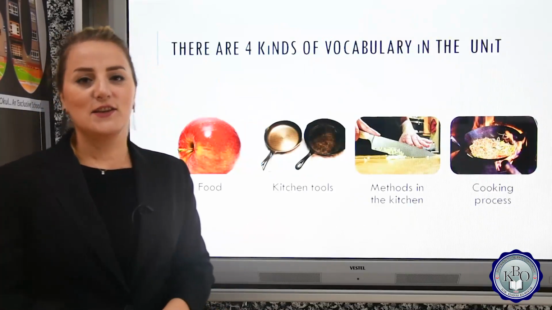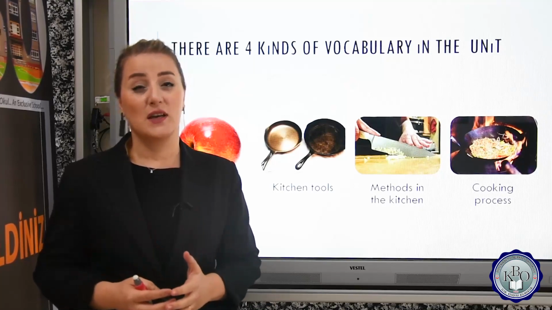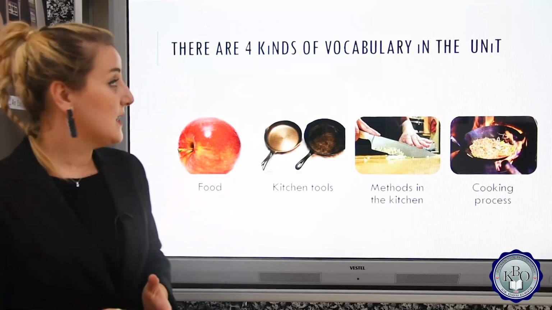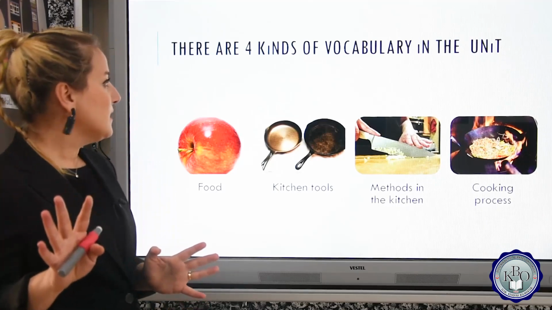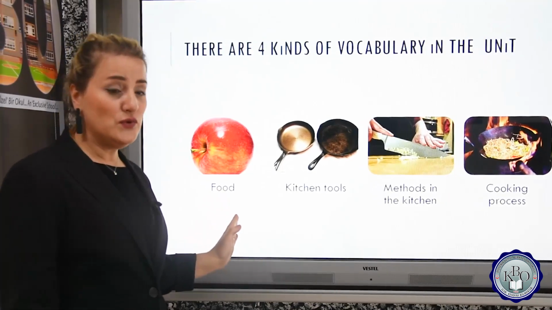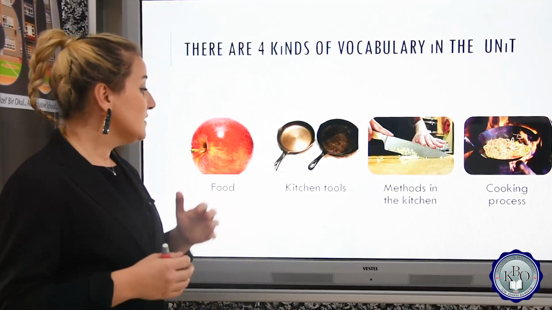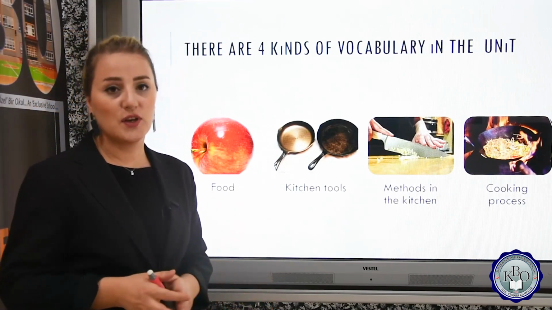Okay, guys, in this unit we have got lots of vocabulary, so we cannot give all the vocabulary here. Please check your vocabulary list again. But we can see 4 different types of vocabulary in this unit. For example, vocabulary related to the food, vocabulary related to the kitchen tools, and the methods in the kitchen, and the cooking process.